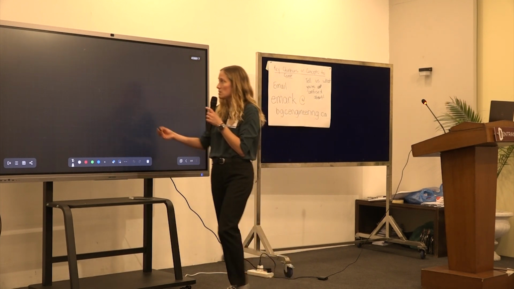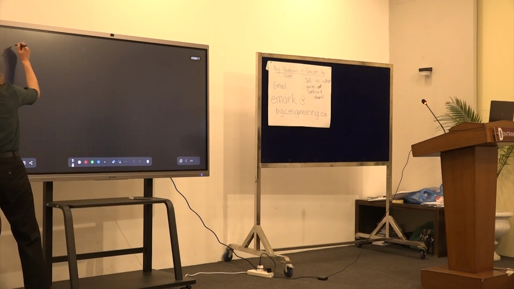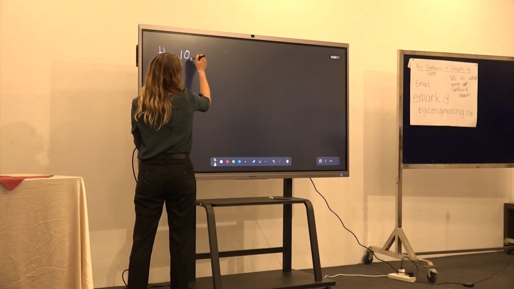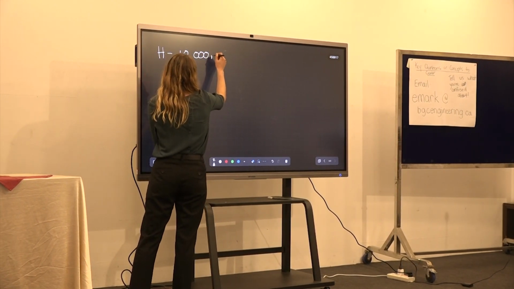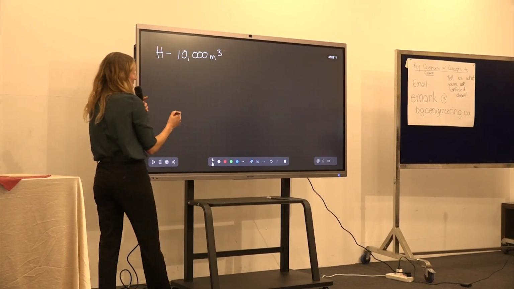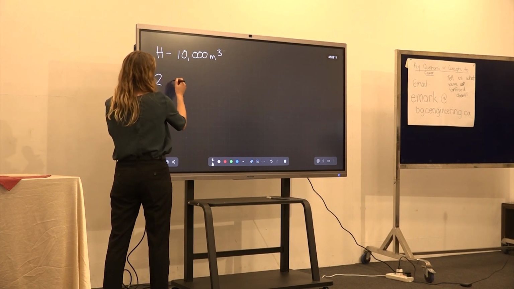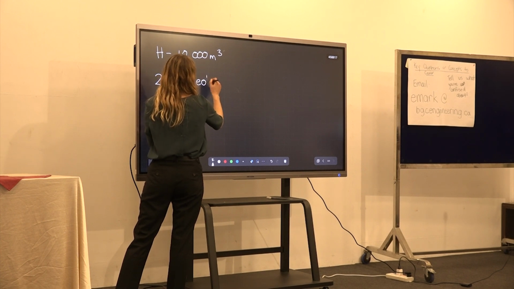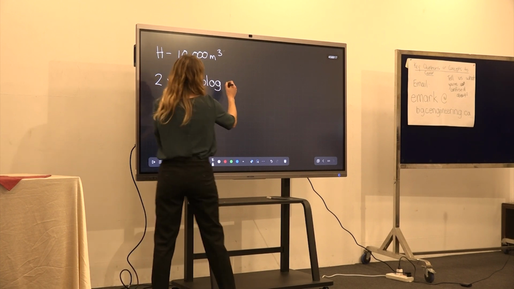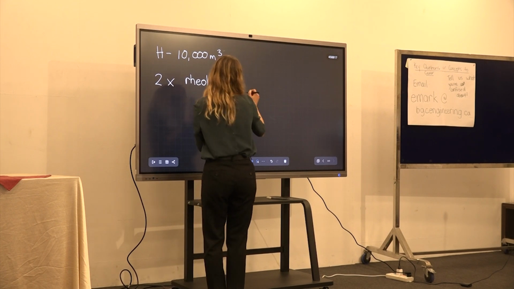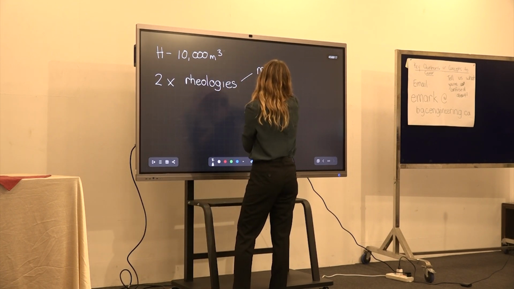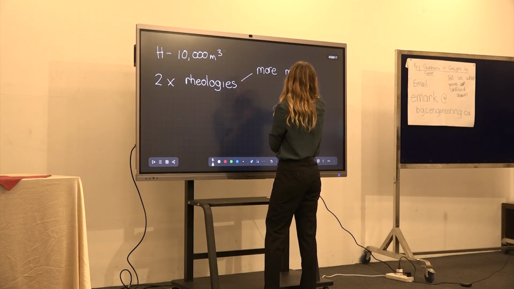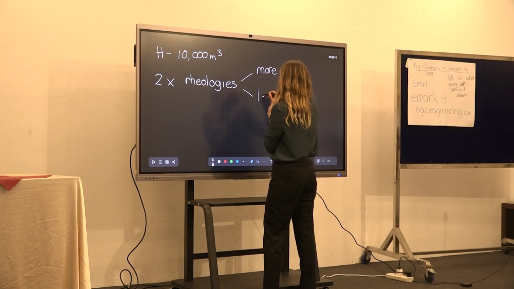So what that means is I have a hazard scenario that, say, is a 10,000 cubic meter event, but then maybe I'm going to look at two different rheologies. So there's a more mobile and a less mobile.